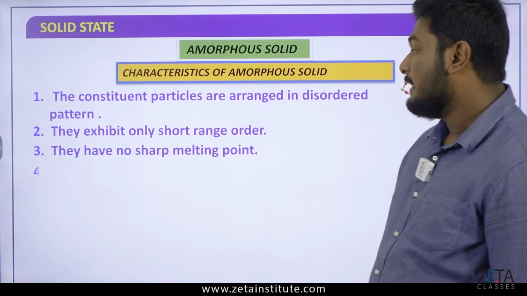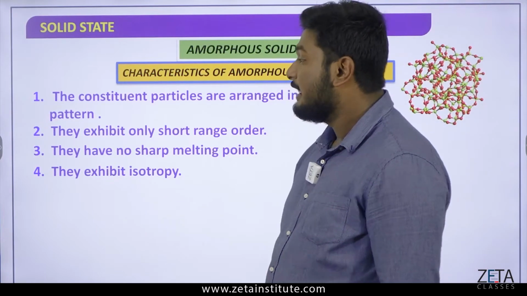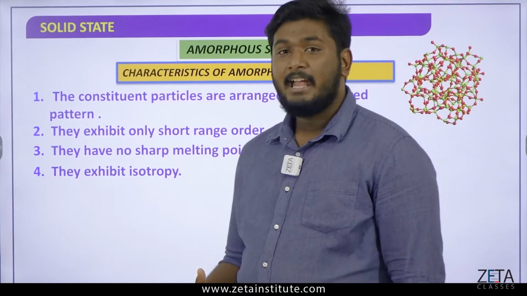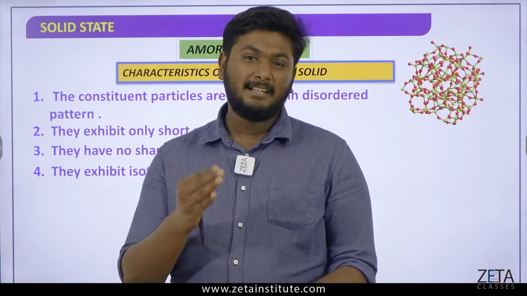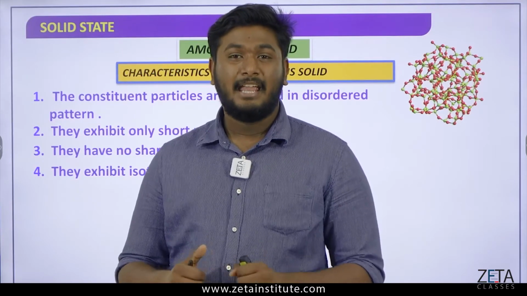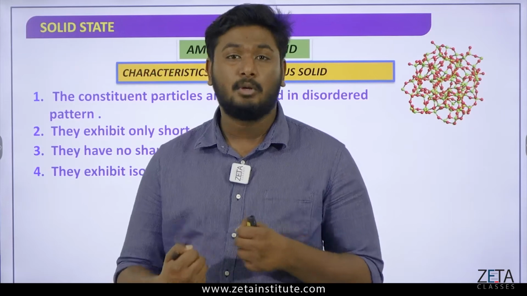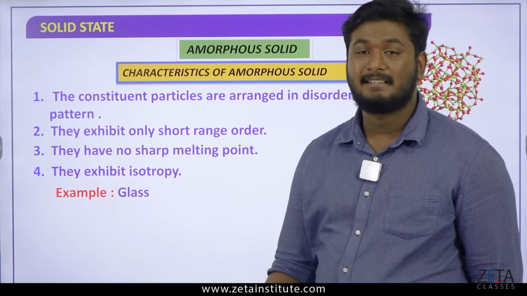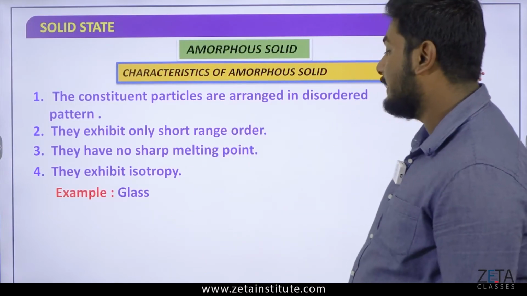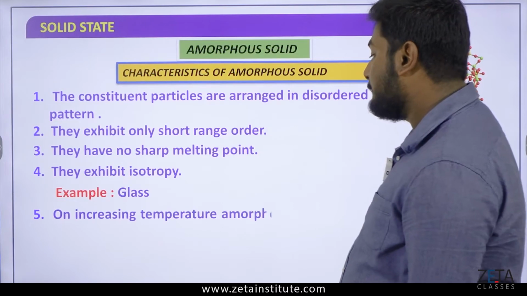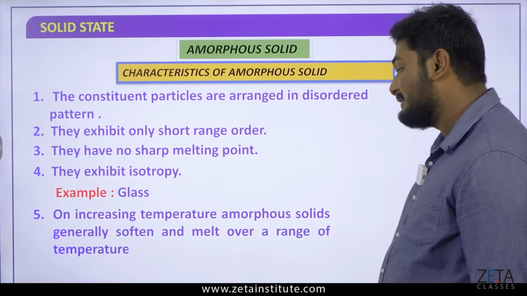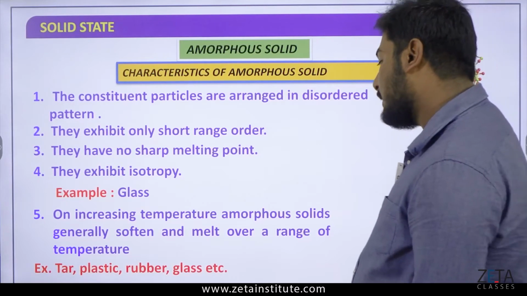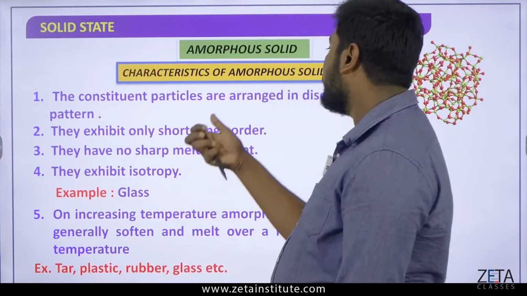Third, there is no sharp melting point. One more important point, they exhibit isotropy, which we already explained. And if we cut an amorphous solid, the newly formed surface is irregular, but in a crystalline solid it is smooth. Examples are glass and plastic, which are amorphous solids. Fifth, on increasing temperature, amorphous solids generally soften and melt over a range of temperature. Examples: tar, plastic, rubber, glass. These are all amorphous solids.